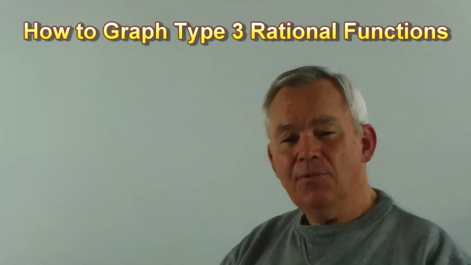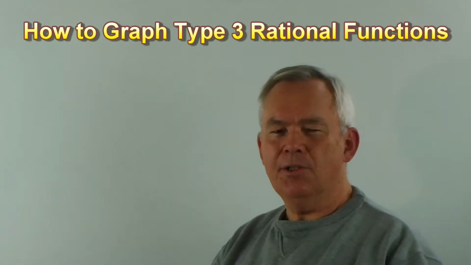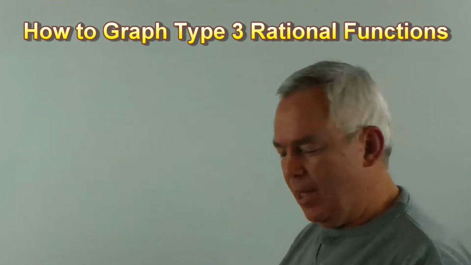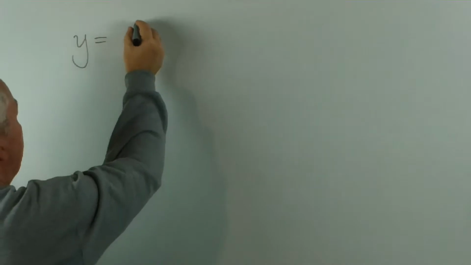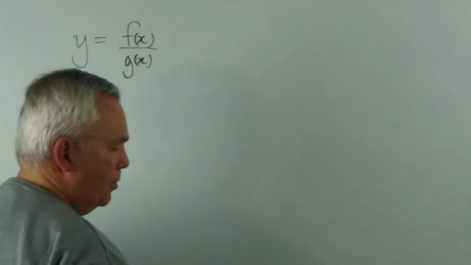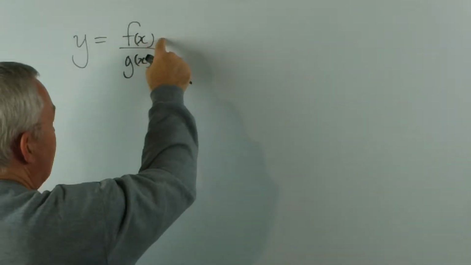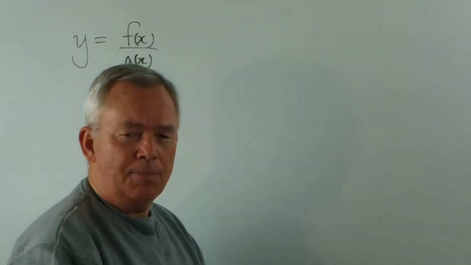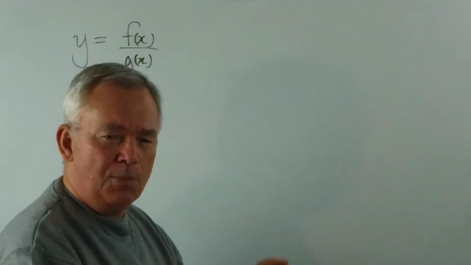G'day. In this video I'm going to explain how to graph type 3 rational functions. Now, if you haven't seen my other videos, I'd better explain what they are. First of all, a rational function is a function in the form of a ratio or a fraction. And specifically, the function in the numerator and the denominator are both polynomials. So we don't have any trigonometric functions or anything weird, just polynomials.